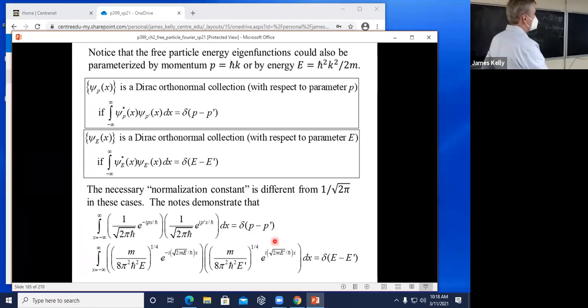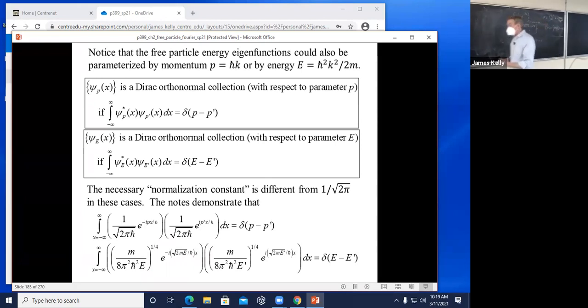And for the momentum case, it's not too bad because p is just proportional to k. So it just gets a factor of 1 over root h bar out in the front. But for energy, because there's a nonlinear relationship between energy and k, you have to think a little bit. And this normalization constant that's out in front is actually a function of the energy for this function. But once you've done that, it allows you to solve for these coefficients.